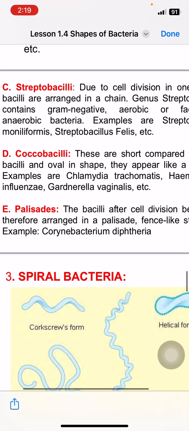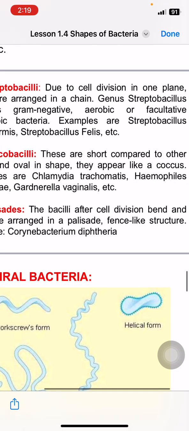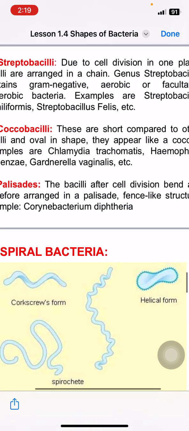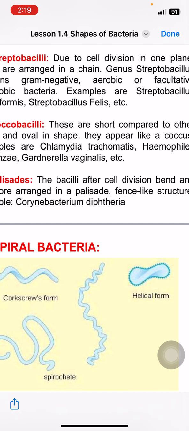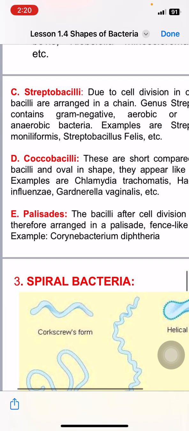Then lastly, we have palisades. These are the bacilli after cell division, and after the cell division it will bend, and therefore it will arrange in a palisade, like a fence. When we say palisade, the illustration of it is fence-like, like the fence of your gate, a fence-like structure, and that is a good example or illustration of palisades.